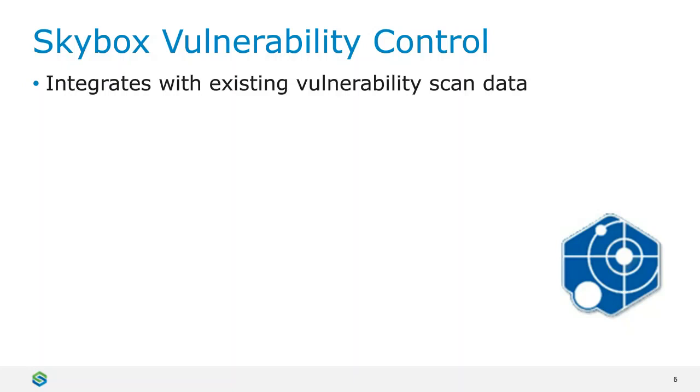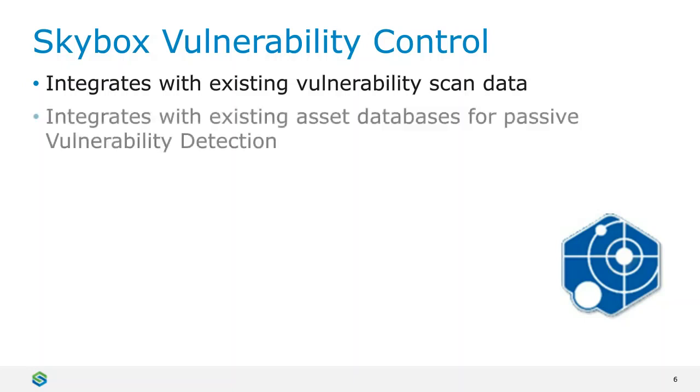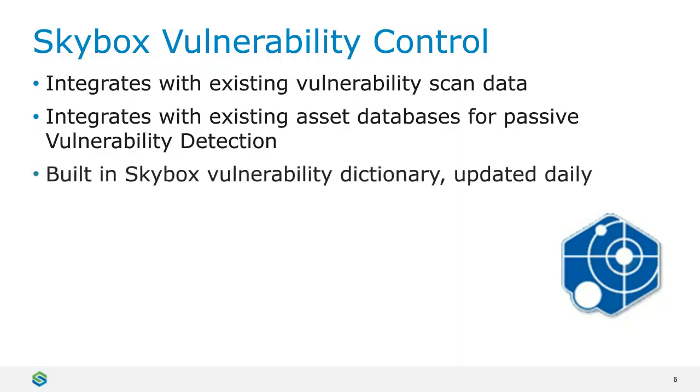We can also do our own vulnerability detection. So we can do what you'd call a vulnerability scan, but passively, without authenticating with the machines, without an agent. And we can do this by looking at the asset database. So if the customer already has an asset or patch repository that we can use, then we can take that data source and run our own vulnerability detection capability on there. And we do that using our dictionary, which is updated every day. So we have a built-in vulnerability dictionary. And this allows us to run this vulnerability detection every day.